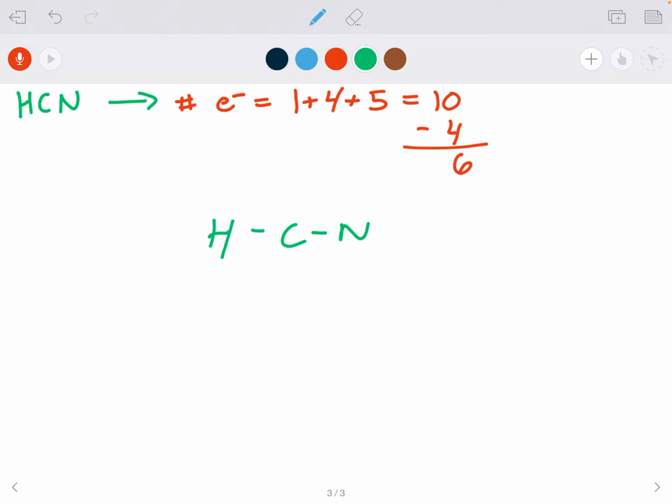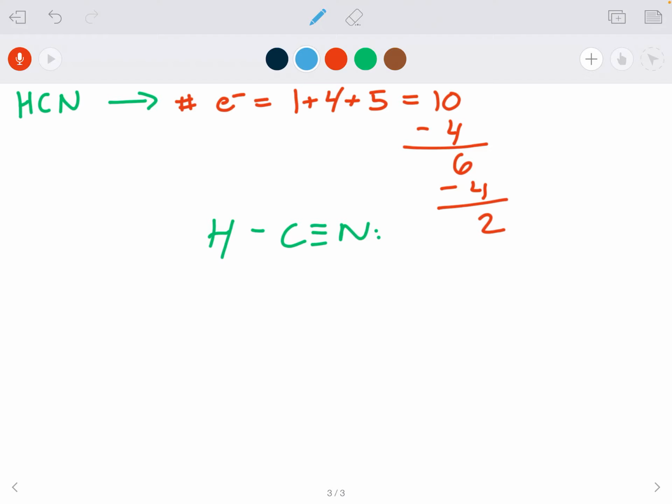Carbon will almost always have 4 bonds to it, because if it doesn't, it's going to have a formal charge, and carbons don't usually have formal charges. So I'm going to put in a triple bond here, because then that gives the carbon 4 bonds to it. By doing that, I've used another 4 electrons, and I'm left with just 2. And I'll put the last 2 as a lone pair on the nitrogen.